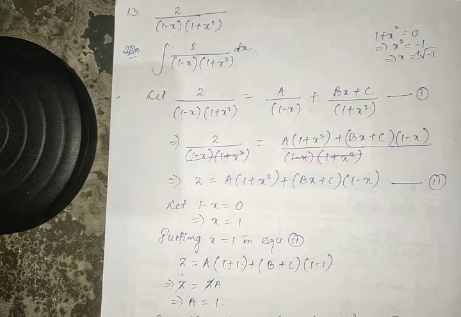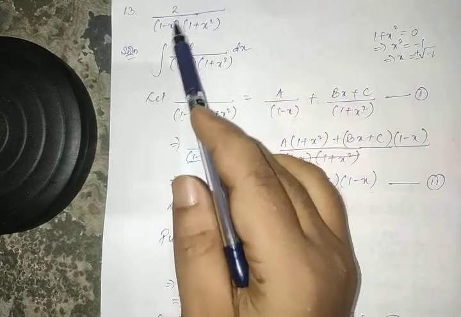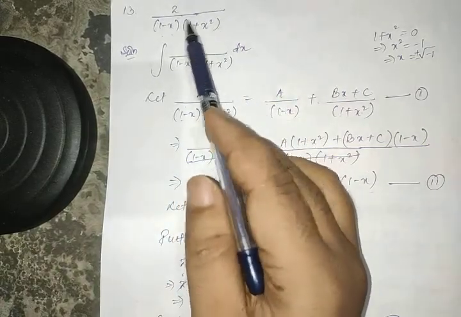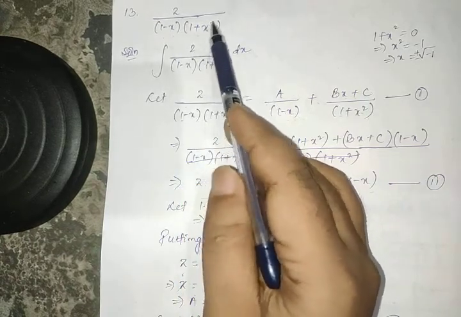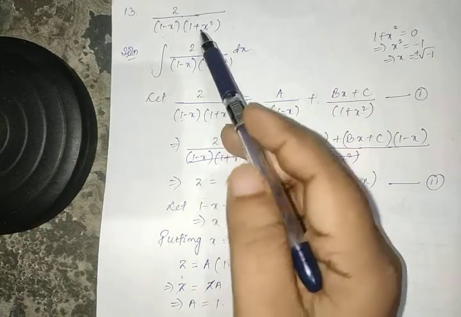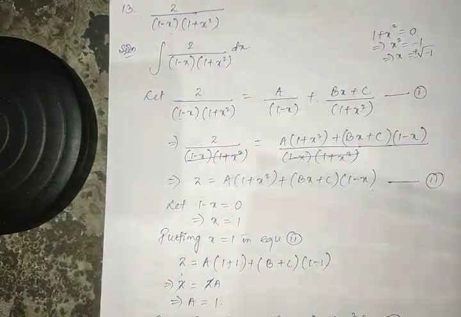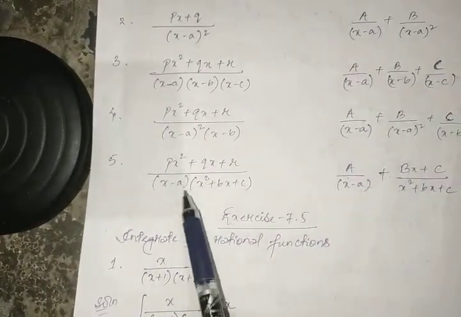Okay, so we'll continue with exercise 7.5. Question number 13: 2 by (1 minus x)(1 plus x square). So this integral is of which type? You see here we have x square, meaning this is a quadratic expression, right? So if we have a quadratic, we have to make the integral of this type, as I've shown before. See this one.